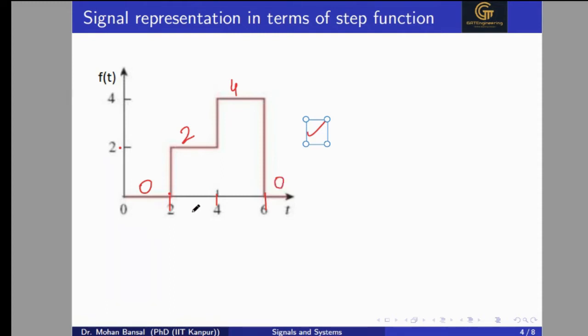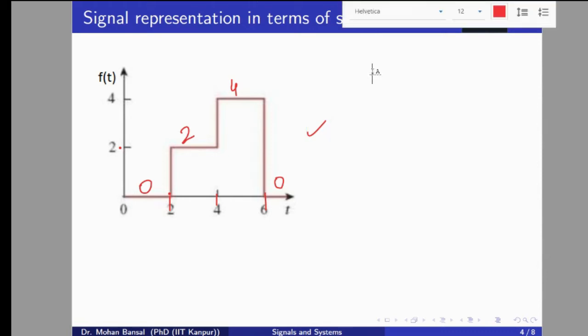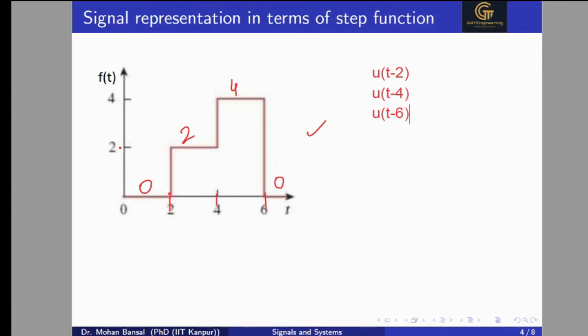Now we get three functions: u(t minus 2), u(t minus 4), and u(t minus 6). Now we'll compute the amplitude for each one. The amplitude will be 2 minus 0 for t equal to 2, so we will get 2 here.